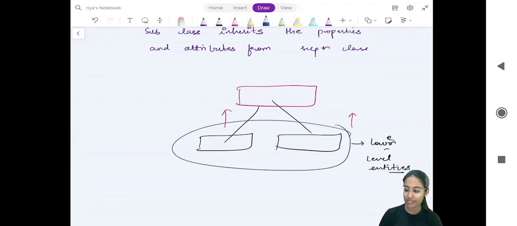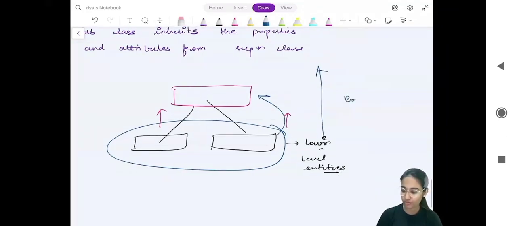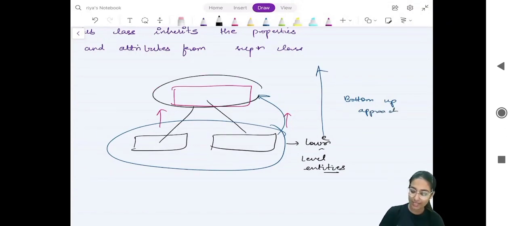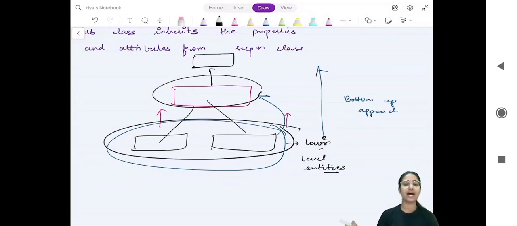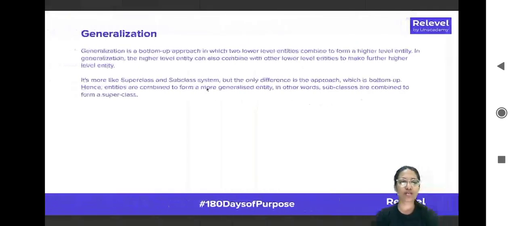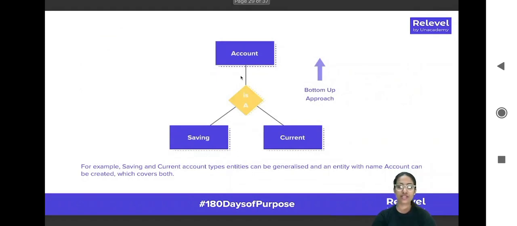So using this, I formed this. So this is like a bottom up approach, right? And sometimes using this entity and using this entity, I can introduce another entity as well. Okay, that is what it says over here, right? In generalization, the higher level entity can also combine with the two lower level entities and make a further higher level entity. Okay, you can see the example.